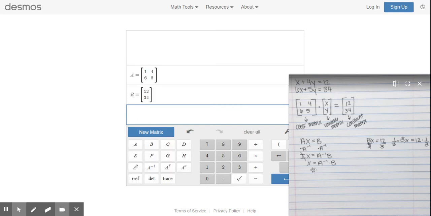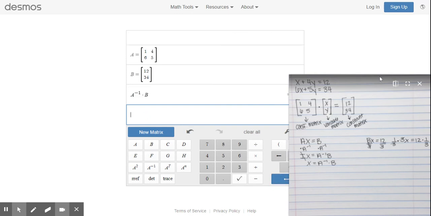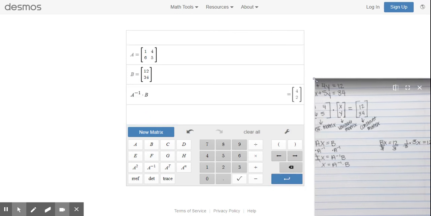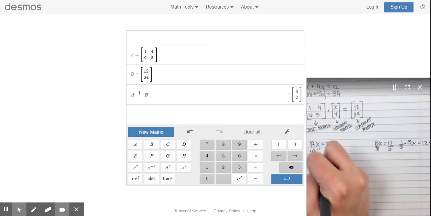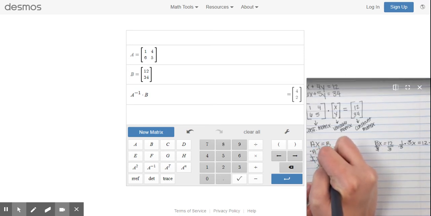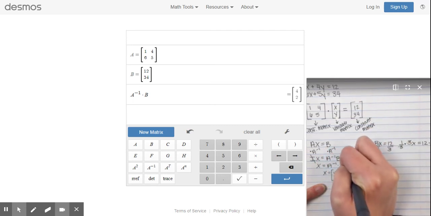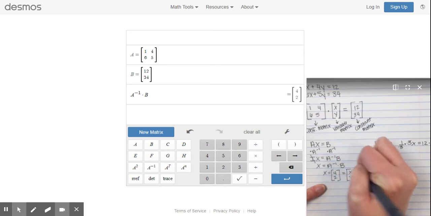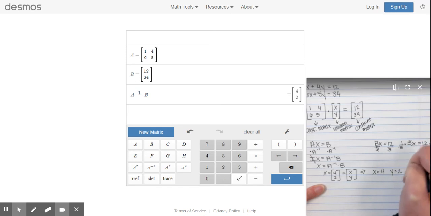All right, so we said we have to do the inverse of A, so we'll do A inverse times B, and that gives us 4, 2. So our answer matrix there for that one would be 4, 2, and so our variable matrix is x, y, so that tells us that x equals 4 and y equals 2.